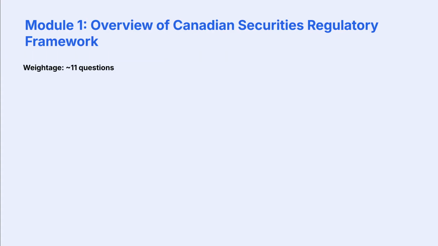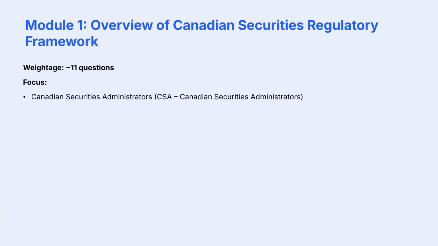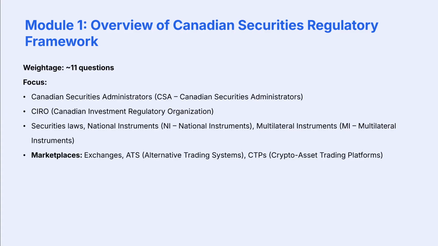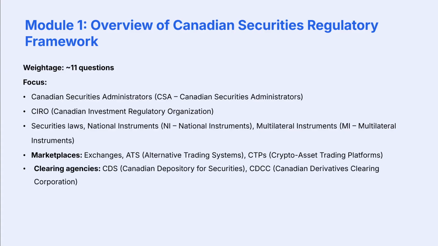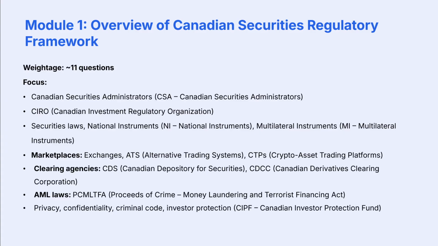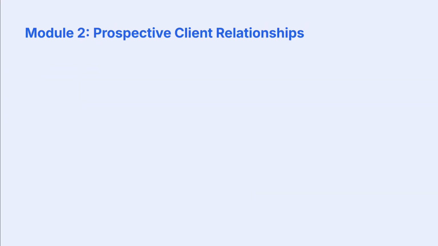So in module 1, there will be 11 questions, overview of the Canadian Securities Regulatory Framework. You will find questions from CSA, Canadian Securities Administrators, CIRO, Canadian Investment Regulatory Organization, securities law, national instruments, multilateral instruments, marketplaces, exchanges, ATS, CTPs, crypto asset trading platforms, clearing agencies, CDS, CDCC, AML laws, and then privacy, confidentiality, criminal code, investor protection, right? So we are going to do that.